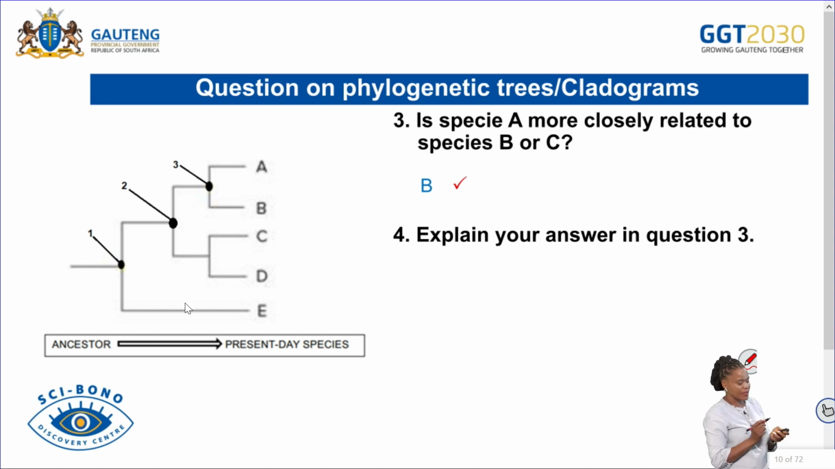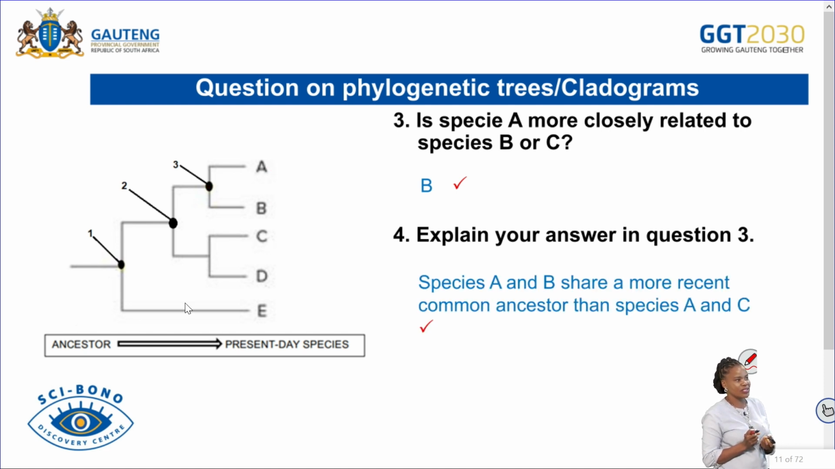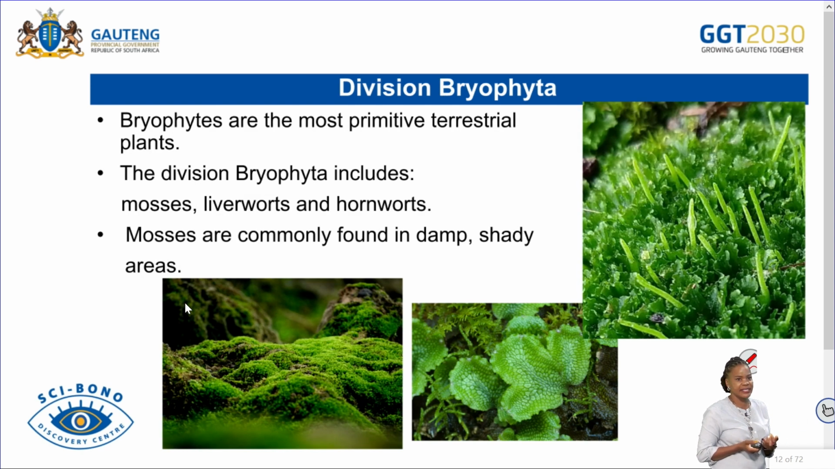Explain your answer in question 3. Why are we saying so? Why are we saying A and B are closely related as compared to E? It is because A and B are sharing the common ancestor. They share a more recent common ancestor than species A and E. So this is how we are supposed to answer all the questions which are based on the phylogenetic tree.